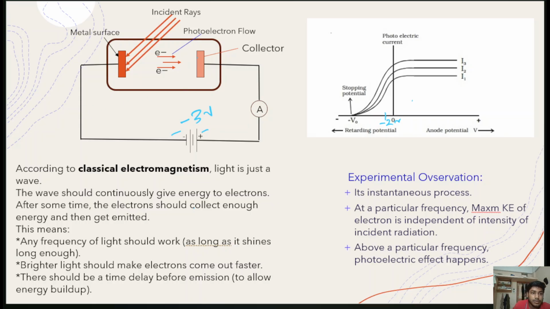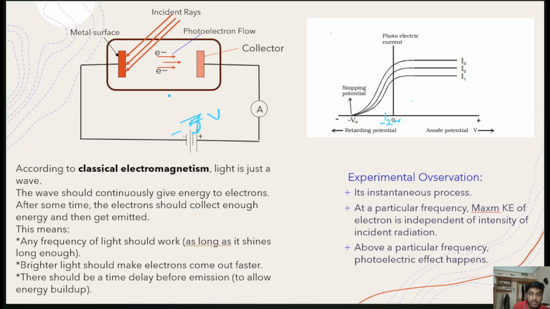Okay, now if we apply a certain voltage, a negative voltage, let's say minus 7 volt, when the negative voltage is strong enough to stop the most energetic electron before reaching the collector, current becomes zero.